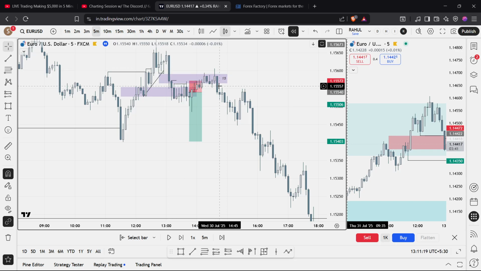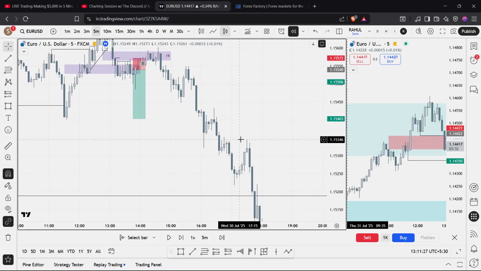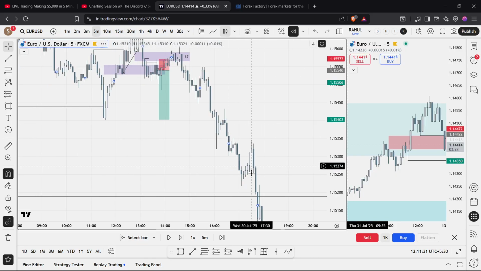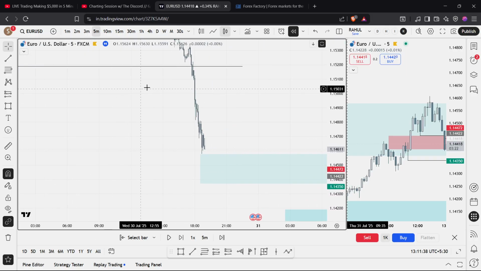This one. After the CISD in the higher time frame as well as the lower time frame, I could have taken the trade here and left some runners open. So yes, this was yesterday's trade that fell a lot. You can see. So that's it for the explanation of yesterday's trade.